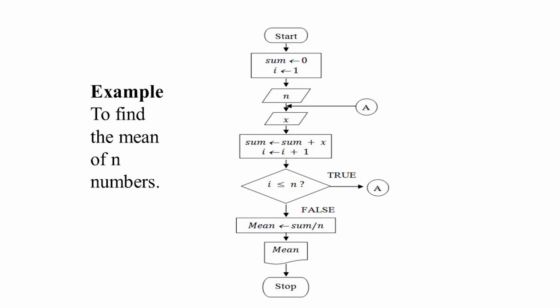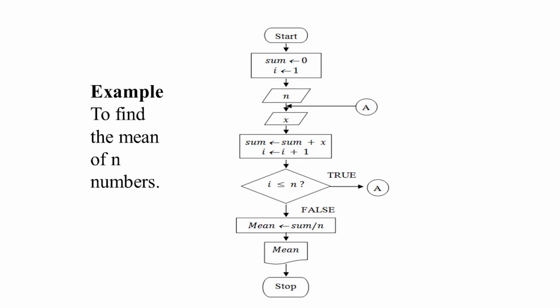Then you have a flow line moving down to the symbol of a rhombus, making a decision. Previously you performed sum is equal to sum plus x, and then i is equal to i plus 1, and then within the decision box I check the condition whether the value of i is less than or equal to n. When you make the decision, you have two outputs coming out. If it is true, you have a certain set of steps to be executed, or if it is false, you have the steps below that to be executed.